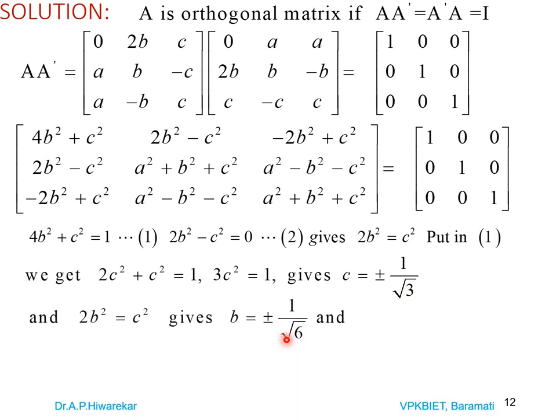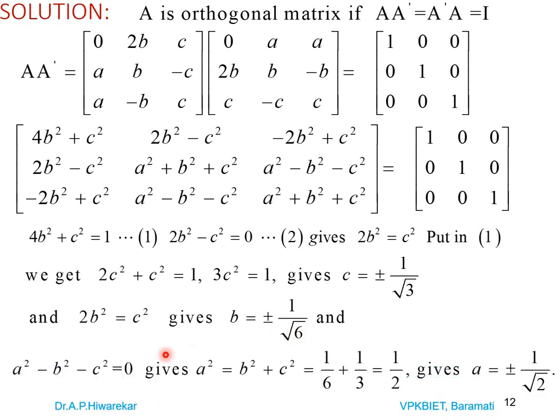And 2b square is equal to c square. If you substitute the value of c as 1 by root 3, means c square is 1 by 3, so b square is 1 by 6, means b is plus minus 1 by root 6. And a square minus b square minus c square is equal to 0. That gives a square is equal to b square plus c square.